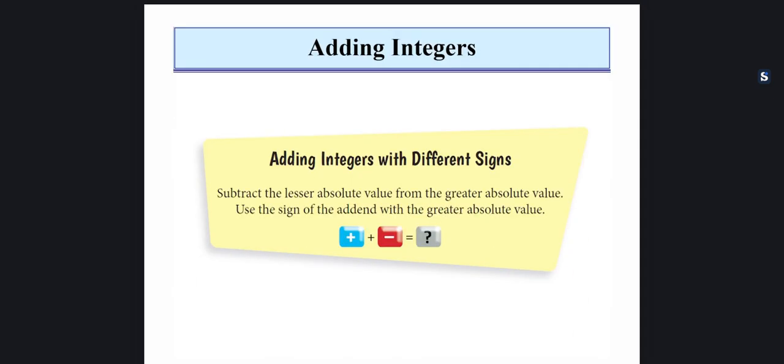When adding integers with different signs, you can also use a strategy in which you look at the signs of the integers. When adding integers with different signs, subtract the lesser absolute value from the greater absolute value. Then use the sign of the addend with the greater absolute value as the sign of the sum. We will try this strategy in the next example.